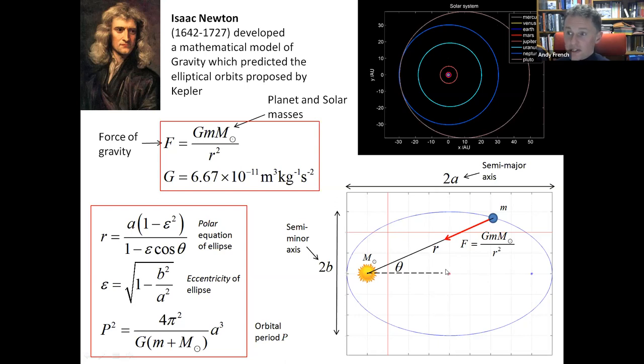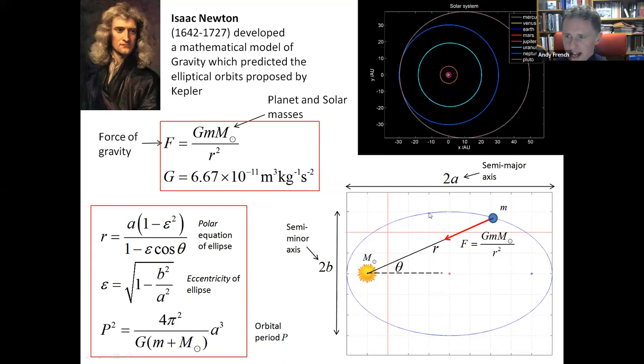So R cos theta would be the X coordinate, and R sine theta would be the Y coordinate. And so we can vary theta between, say, 0 and 2 pi radians, maybe in 1,000 steps. All right, we can vary R based on that relationship. And then we can use R cos theta and R sine theta to find X and Y. And you'll hopefully see that in several of my simulations later. So that's how we can plot an ellipse.